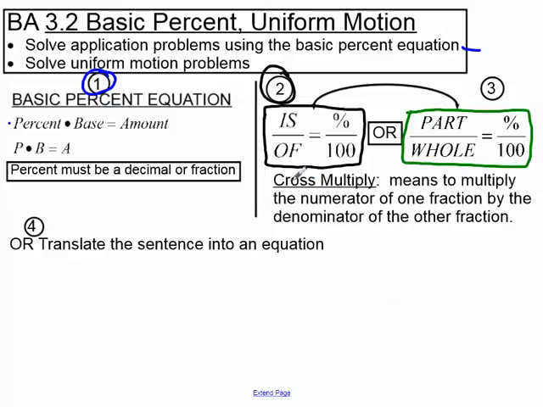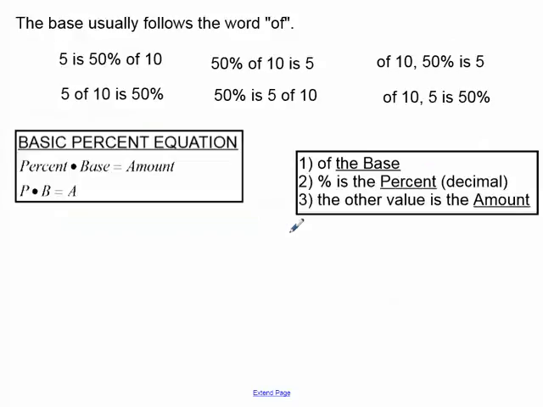And the last one is just taking a look at translating a sentence into an equation. So you could do that as well. And we'll talk about each one of these individually as we go along.